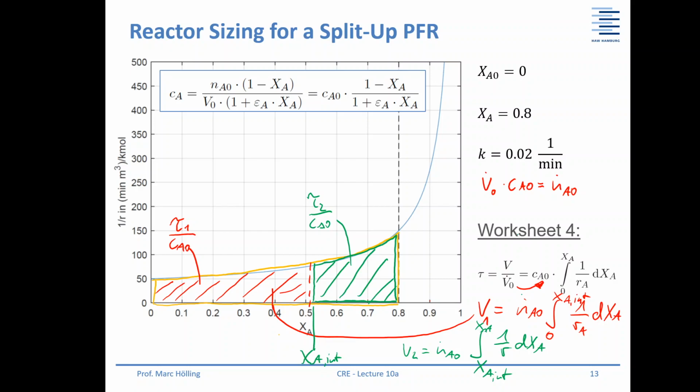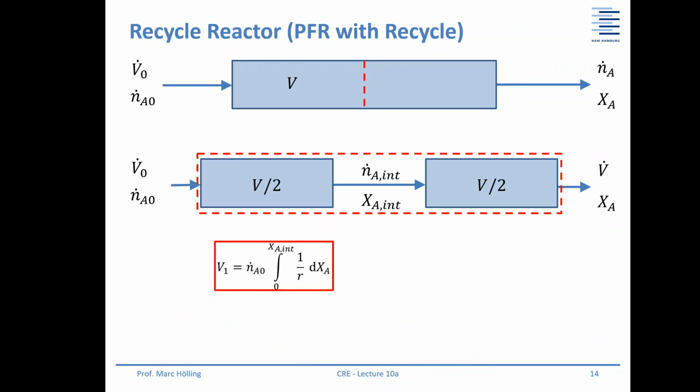So what does it mean? If you split up your reactor like this, then you can say, okay, the volume that I need for my first half of the reactor is just this integral, and for the second part of your reactor, this is this integral here. So this is the initial volume, the inlet volume, and then you have to make sure that you integrate only from the conversion at the inlet here up to the outlet conversion.